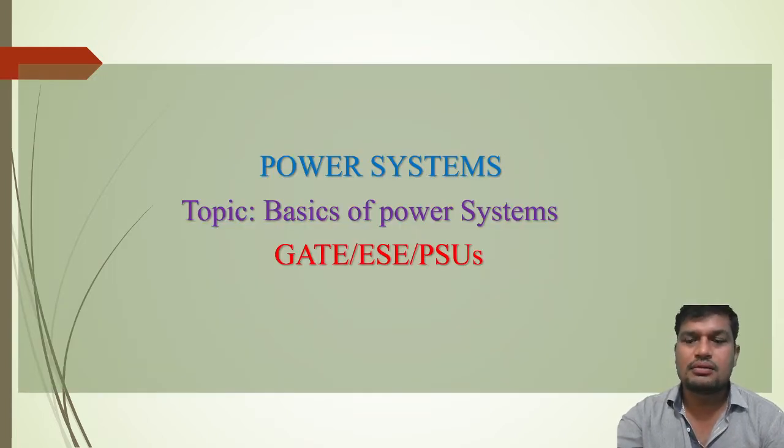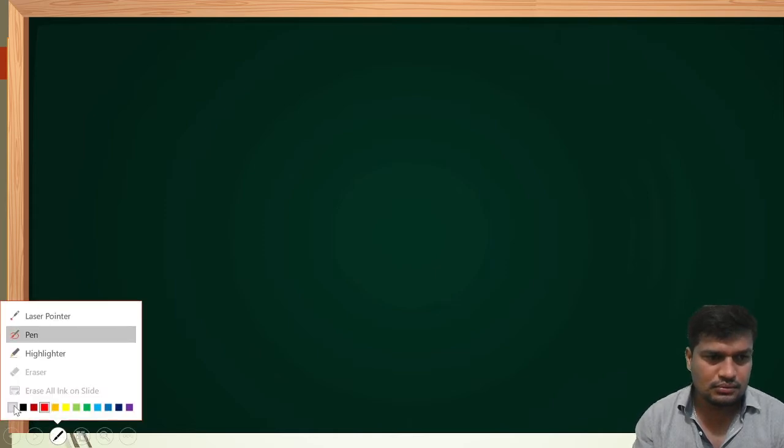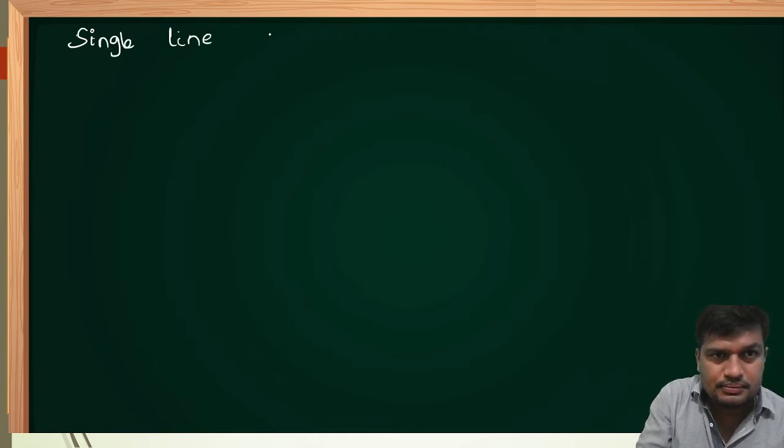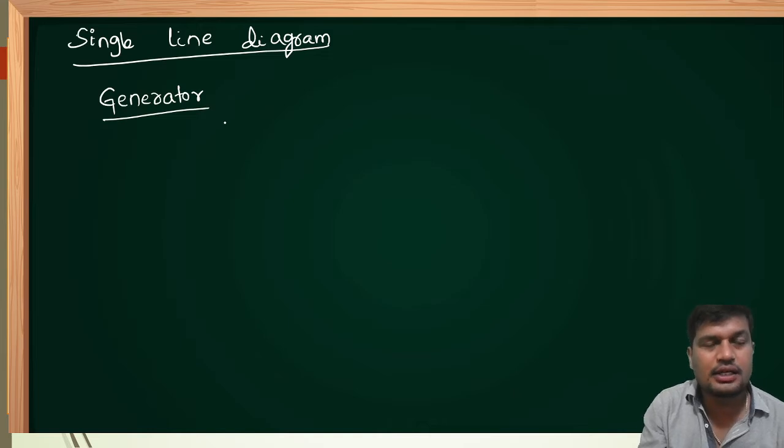Okay, today's topic is going to be basics of power systems. Now let's start the session. First we need to discuss the single line diagram of the electrical power system. The most fundamental thing, or the first electrical equipment in an electrical power system, is the generator.